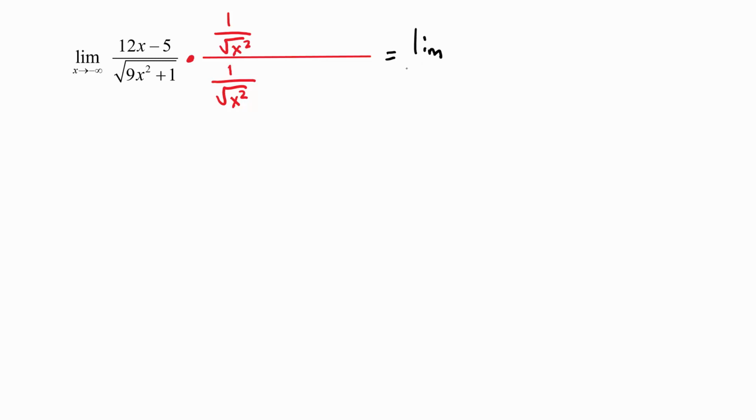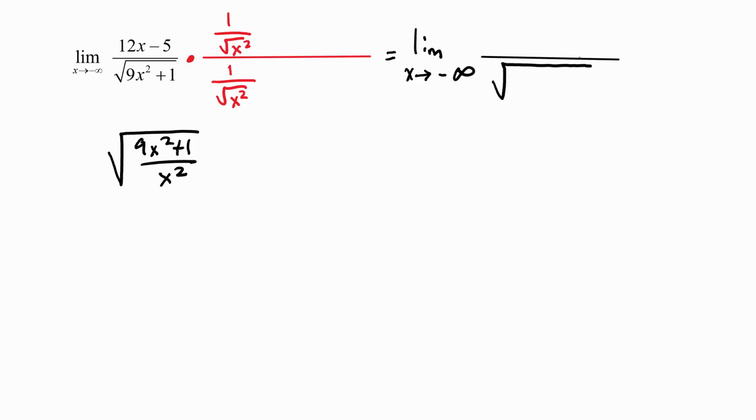Now this equals the limit as x goes to negative infinity. In the denominator, these two multiply together, and so hopefully you'll get faster at just seeing that 1 over radical x squared times radical 9x squared plus 1 is going to be the square root of 9 plus 1 over x squared when we distribute this to both terms.